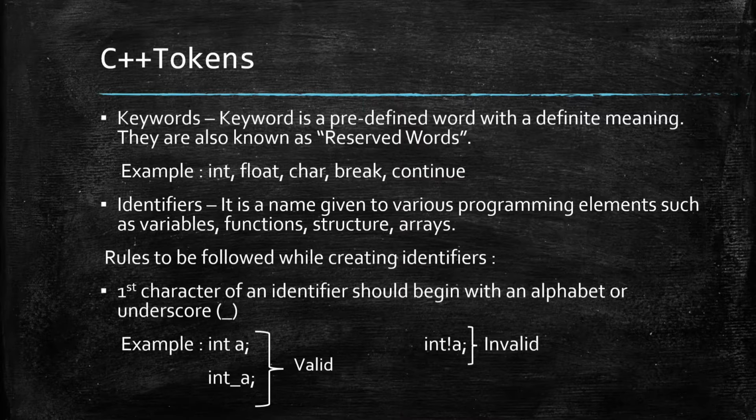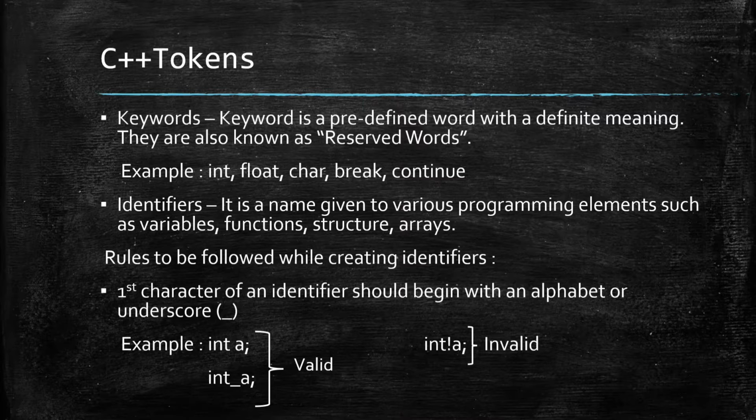Next, we are going to identifiers. What are identifiers and where are they used? An identifier is a name given to various programming elements such as your variables, functions, structures and arrays. Functions, structures, arrays, all these we will learn in the further sessions. So for now, let's take an example of a variable.